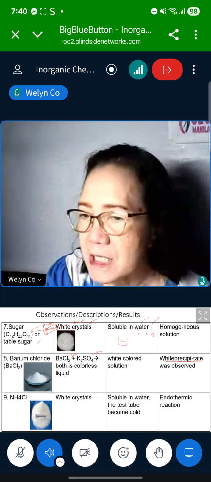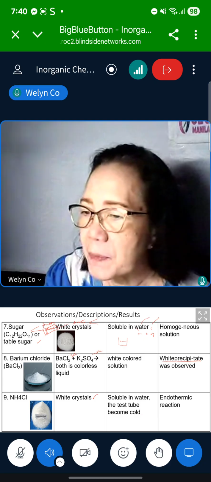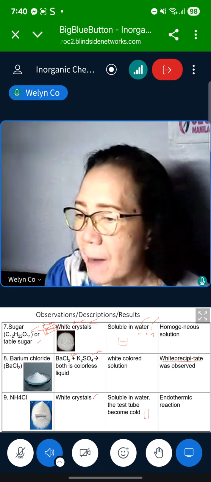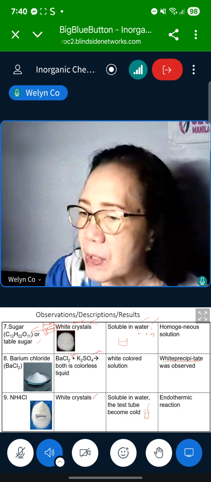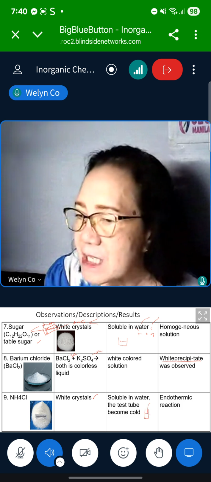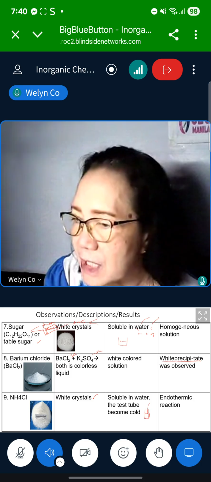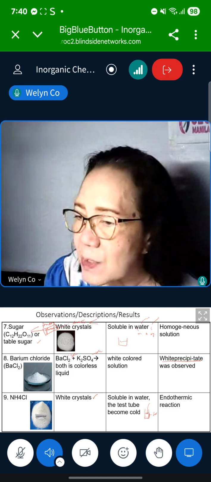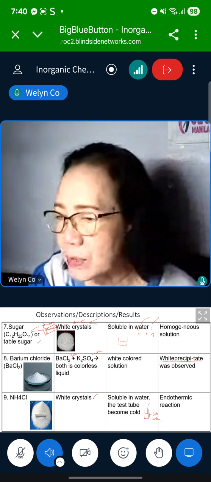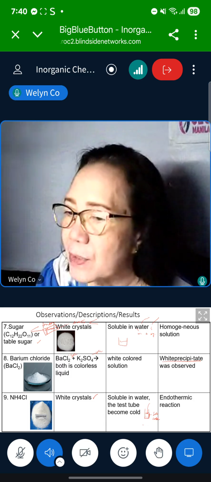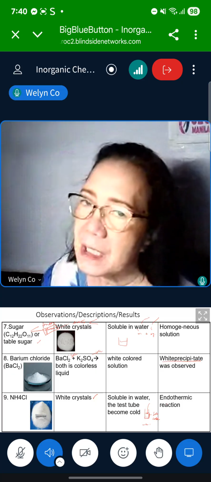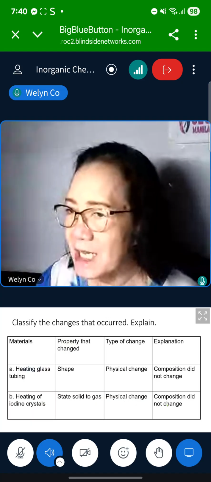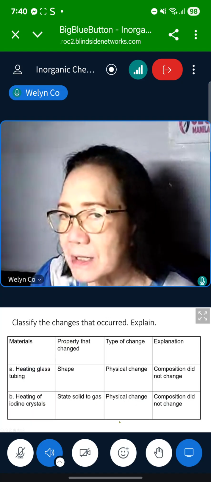Your ammonium chloride, this is a white crystal that when you place it into your test tube at a pinch amount, it's only a very small amount in 3 mL of water. So this is where we can observe that the sides of your container feel cool, cold, right? It's cold. So it is your endothermic reaction. Then you have here, ito na yung mga classification properties.